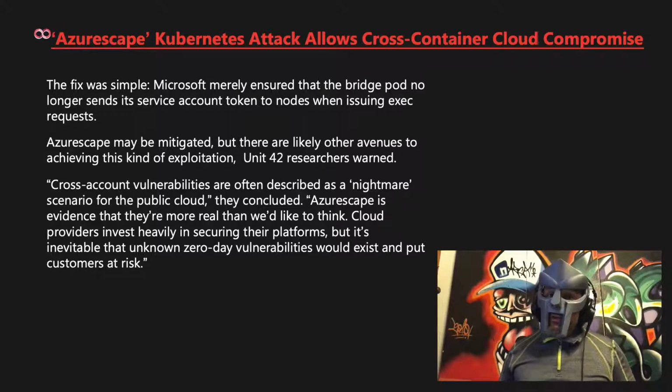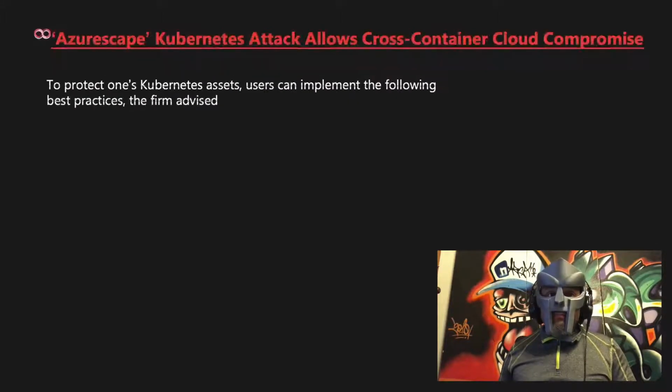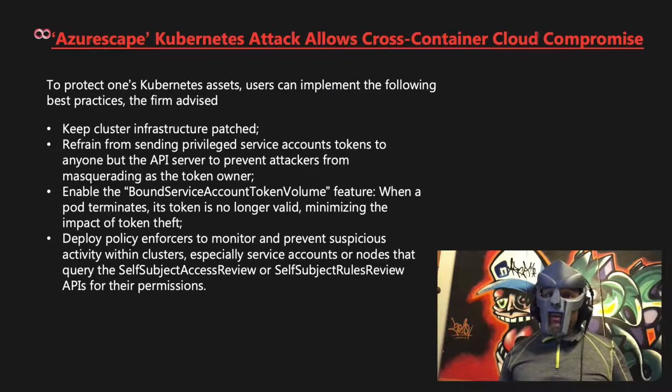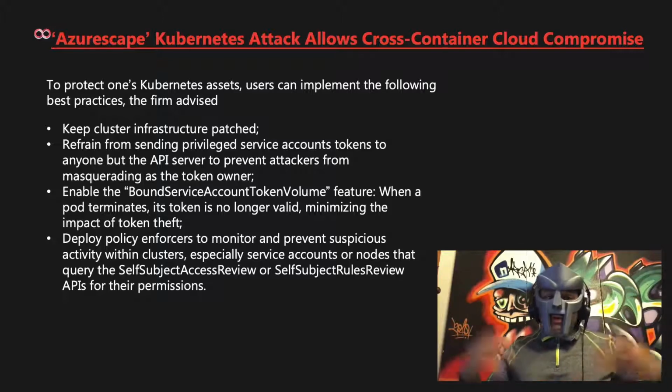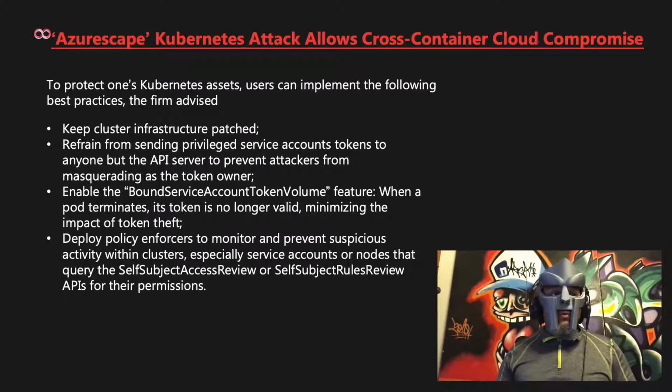Cloud providers invest heavily in securing their platforms, but it's inevitable that unknown zero-day vulnerabilities will exist and put customers at risk. To protect one's Kubernetes assets, users can implement the following best practices, Unit 42 advised. Keep cluster infrastructure patched. Refrain from sending privileged service account tokens to anyone but the API server to prevent attackers from masquerading as the token owner. Enable the bound service account token volume feature. When a pod terminates, its token is no longer valid, minimizing the impact of token theft. Or, random tokens just sitting around forever. Deploy policy enforcers to monitor and prevent suspicious activity within clusters, especially service accounts or nodes that query the self-subject access review or self-subject rules review APIs for their permissions.